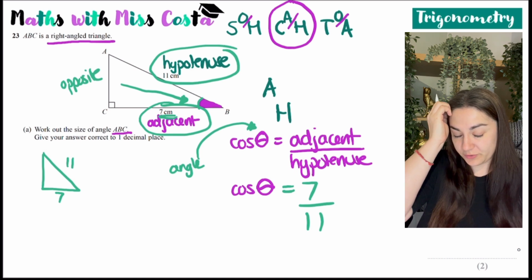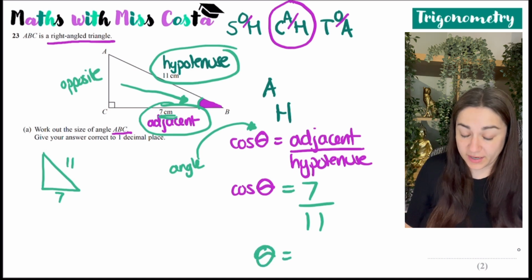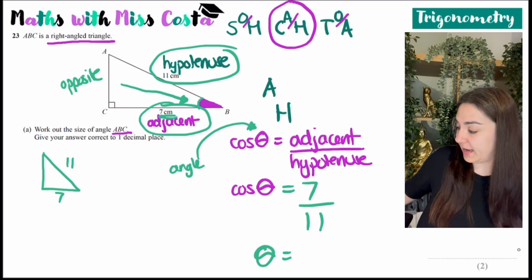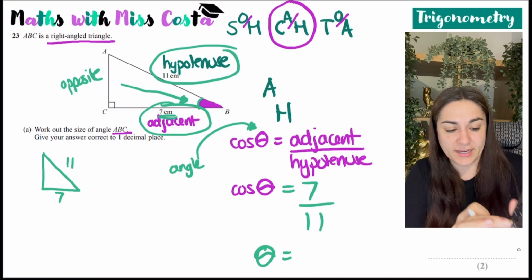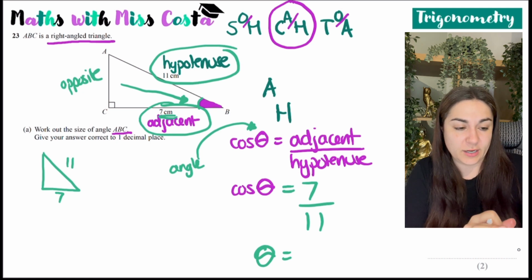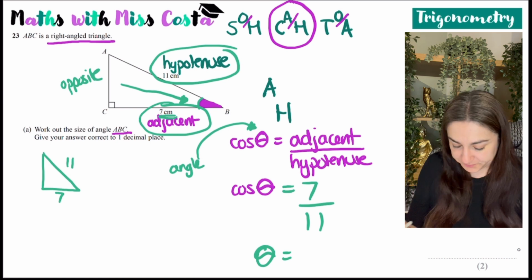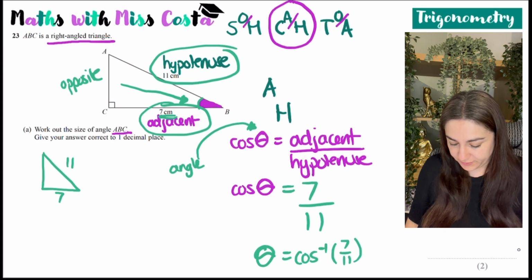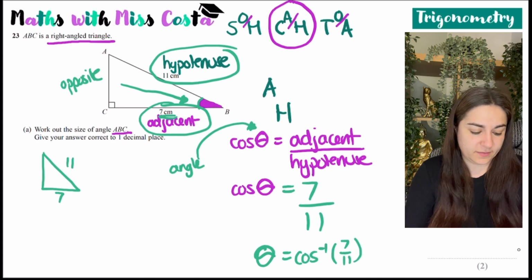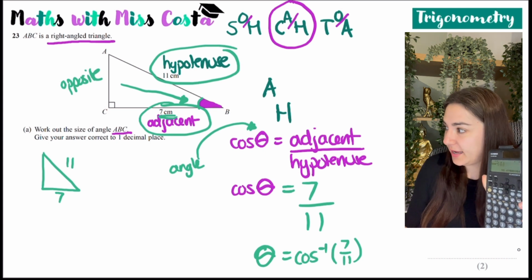So with trigonometry, when you're trying to figure out an angle, you're essentially trying to divide by cos, but we can't properly do that on our calculator. So what we do is the inverse of cos. You press the shift button, you press cos, and you come up with cos minus 1 on your calculator. Then you just type in the fraction 7 over 11, and it's going to tell you what your angle is.